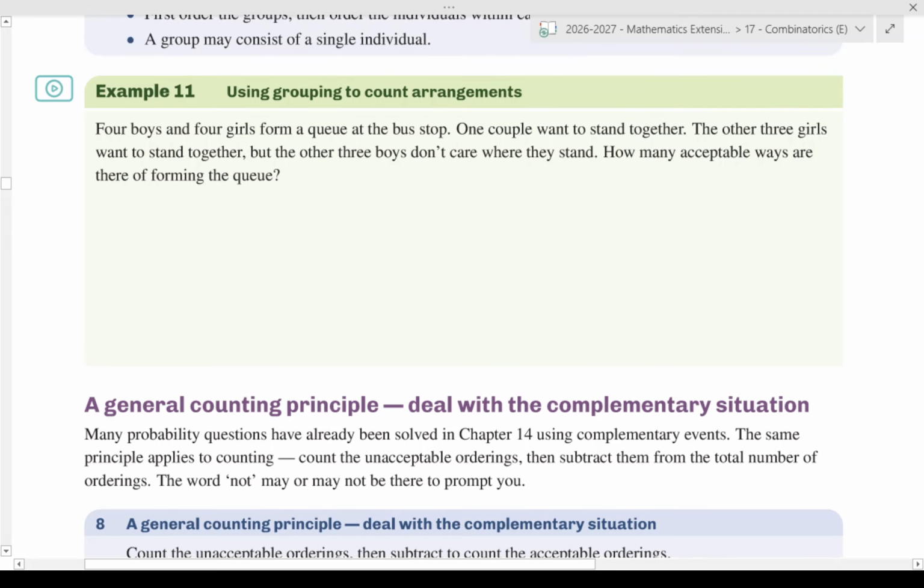All right, we are up to grouping to count arrangements. So we're looking at ordered selections and three more principles. We're going to use grouping to count arrangements.